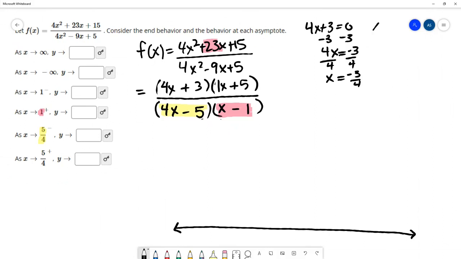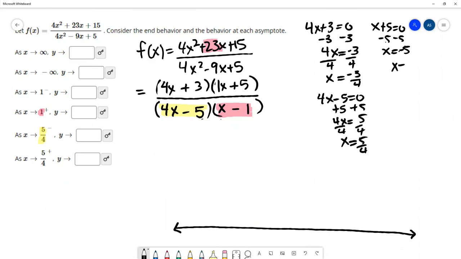We'll set x plus 5 equals 0. Subtract 5 to get x equals negative 5. 4x minus 5 equal to 0. We'll add 5 to get 4x equals 5. Divide by 4, and x equals 5/4. And then x minus 1 equals 0 gives me x equals 1.